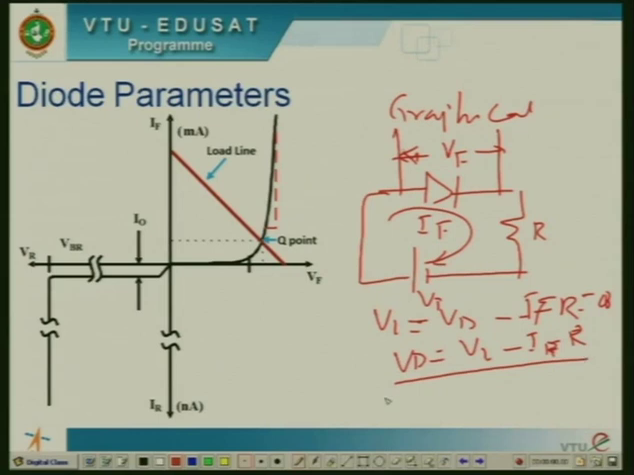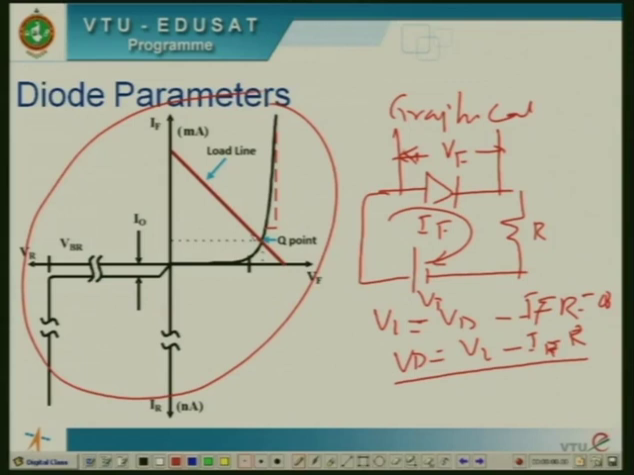If you have the characteristic curves and you know the resistance value, you draw a load line on the characteristic curves. Setting the voltage across the diode equal to 0, the maximum current flowing through the diode is V_I by R. When I_F is equal to 0, the voltage drop across the diode is maximum, equal to V_I. Then you connect these two points, and where the line intersects the diode characteristics is the operating point, or Q point, of the diode.